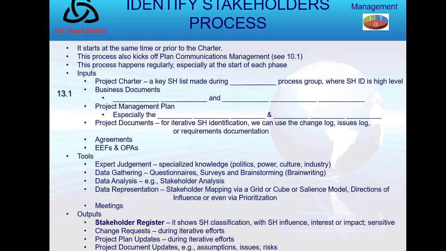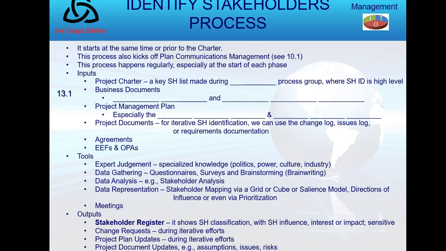Okay, so welcome back then. The project charter is a key input, right? Because it listed high-level stakeholders, okay? And this is a list made during what process group? Well, the charter is made, if you look on page 25, during the initiating process group. We talked a little bit about business documents, which are two: the business case and the benefits management plan.